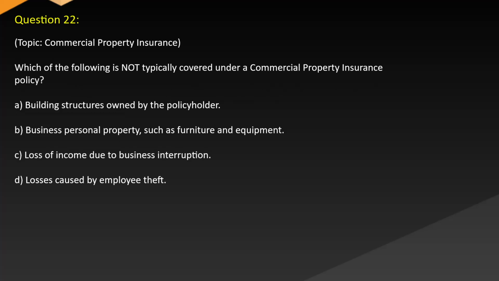Question 22. Topic: Commercial property insurance. Which of the following is NOT typically covered under a commercial property insurance policy? A. Building structures owned by the policyholder. B. Business personal property, such as furniture and equipment. C. Loss of income due to business interruption. D. Losses caused by employee theft.